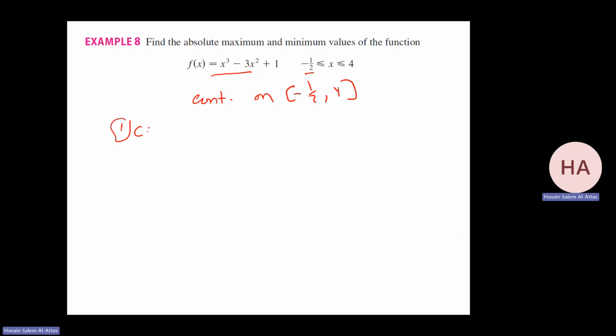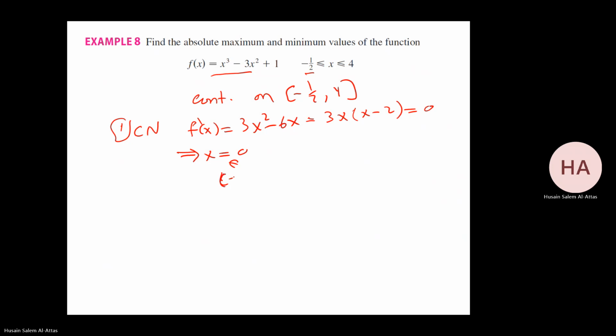My first step, critical numbers. This is continuous, differentiable, nothing to worry about, just a polynomial. F prime will be what? 3x squared minus 6x, correct? That will be 3x times (x minus 2) equals 0. So I have x equals 0. Is it in this domain? Yes. And x equal 2. Is it in this domain? Yes.